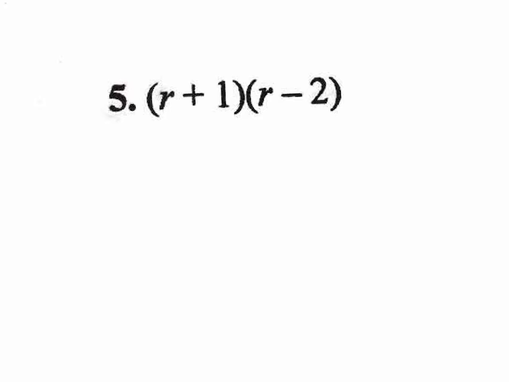I mean, let's just go with it. Which one do you want to distribute first? Let's start with the r. R times r. What do I get? R squared, right? Or r to the second power. And then r times -2. -2r. See, it's easy. Now, how about the other term?